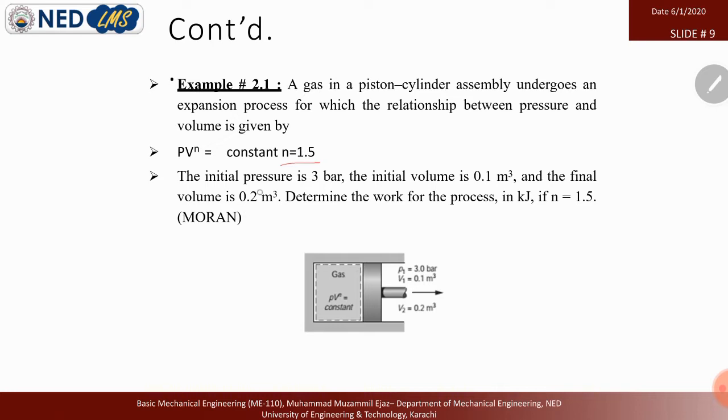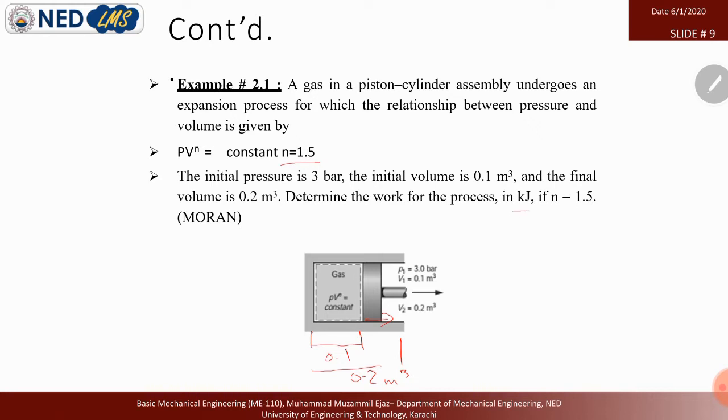And these are the initial data. The initial pressure is 3 bar. The initial volume is 0.1 meter cube and the final volume is 0.2 meter cube. So initially it has a volume of 0.1, then it moves like this, then it goes to 0.2 meter cube. Determine the work for the process in kilojoules.